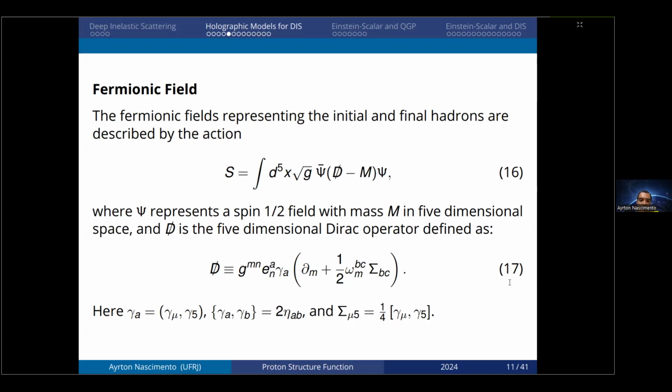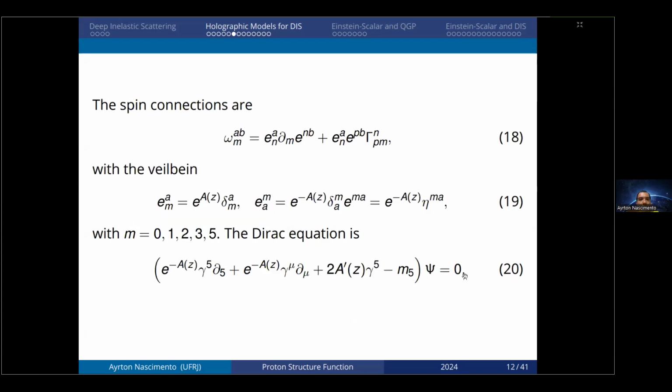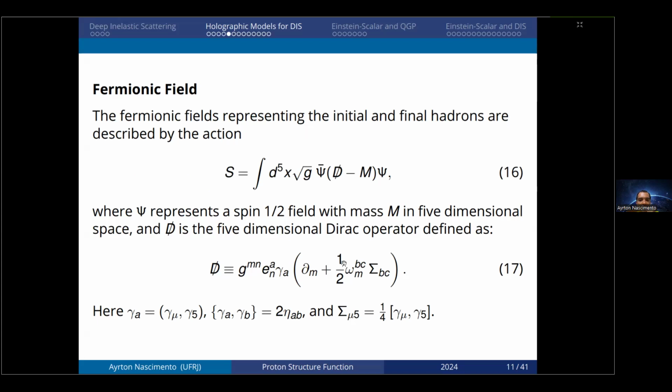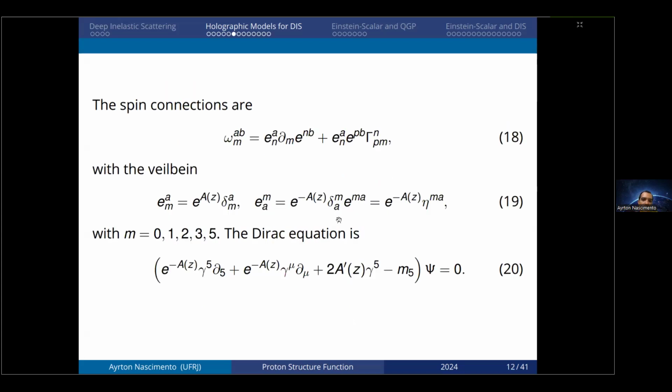And also you have this omega over here, which is related to the spin connections. It's necessary to describe fermions in 5 dimensions. You have to have things like this to describe fermions in AdS space, rather than a usual Dirac Lagrangian with Dirac equation and everything, right? So these are just some things related to this, and with these definitions, you can go back and write down the Dirac equation for the fermions in 5 dimensions, okay?